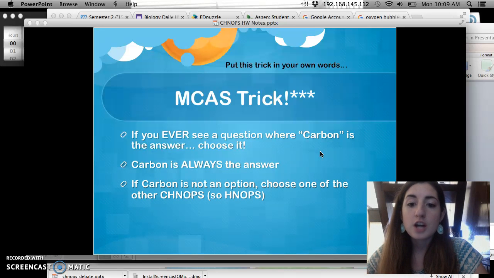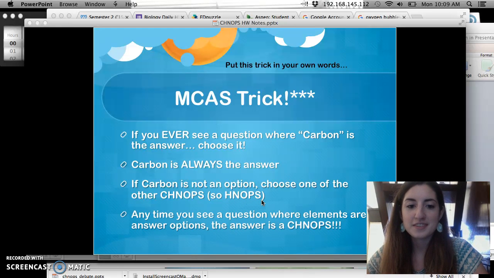If carbon is not an option, choose one of the other CHNOPS. So it would be the H, the N, the O, the P, or the S. So anytime you see a question where elements are answer options, the answer is always a CHNOPS. It's just how the MCAS works. So don't choose magnesium, don't choose copper. It's either carbon, hydrogen, nitrogen, oxygen, phosphorus, or sulfur. And if carbon is one of the options, choose carbon every time.